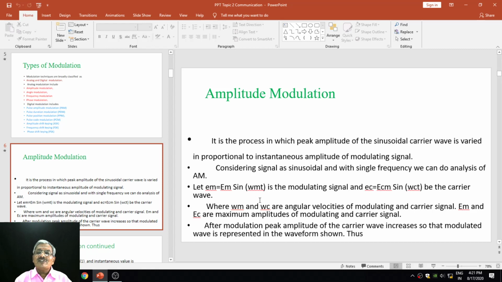Both these equations contain the variables, those are being explained here, where omega m and omega c are angular velocities of the modulating and the carrier signal respectively. Capital EM and capital EC are maximum amplitudes of the modulating and the carrier signal respectively.